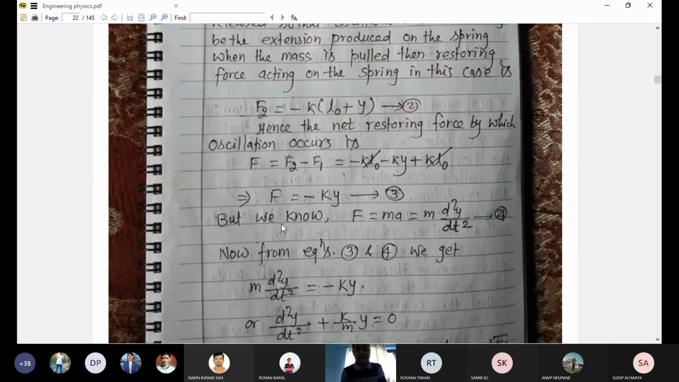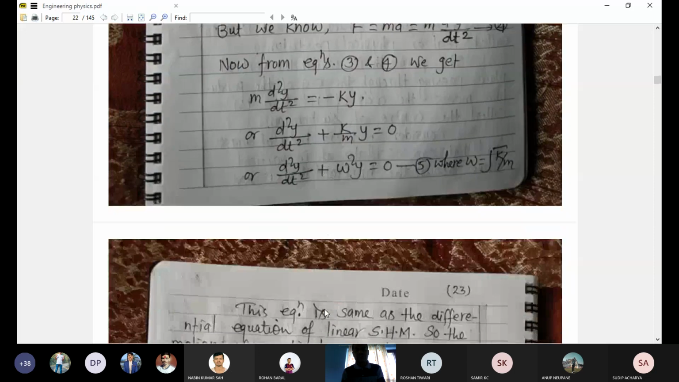This is equation 3. And as we know, F equal to MA and acceleration is d square y by dt square. This is our equation 4. Now, from equations 3 and 4, we get m d square y by dt square equal to minus of KY. Or d square y by dt square plus k by m y equal to 0, which means d square y by dt square plus omega square y equal to 0, where omega is again root under k by m.